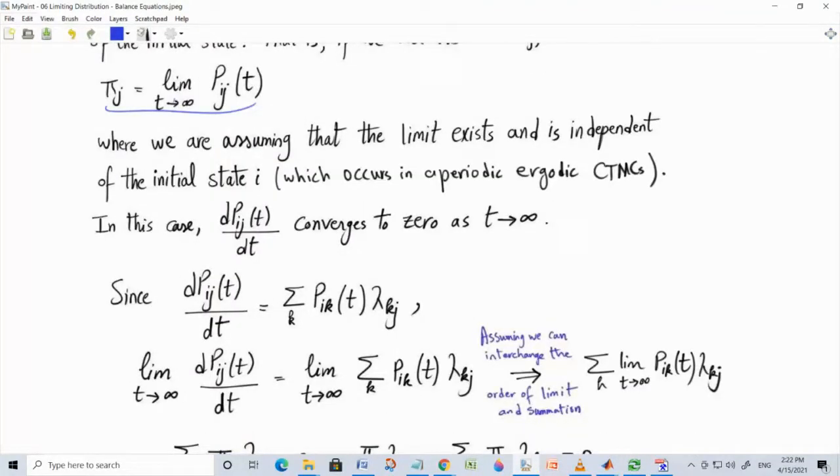In many applications, whenever the continuous time Markov chain is used, for example in wireless communication, typically the interest is in the steady state. Steady state is what we focus on, so we do things with the limit as t goes to infinity. This is one of the equations that we derived from the Chapman-Kolmogorov equations.